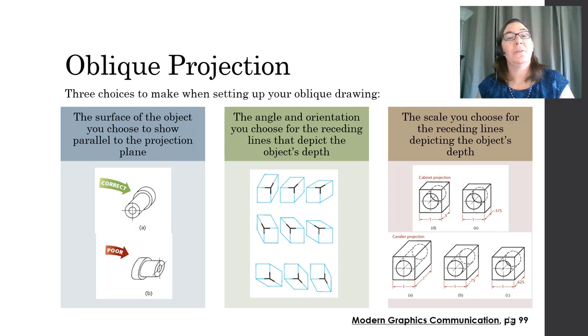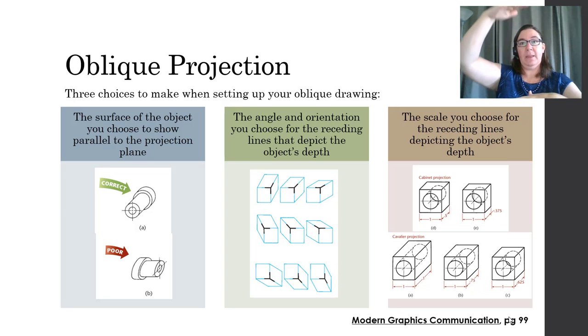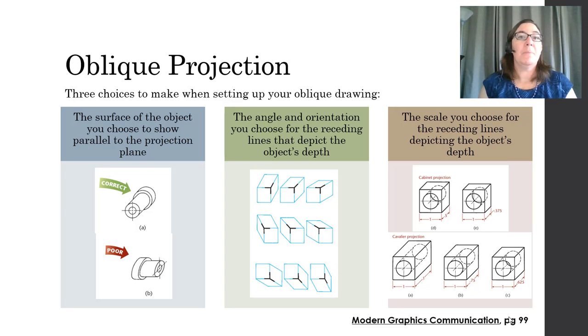And finally, there's the idea of foreshortening. You can choose to depict the receding lines in elevation oblique, that's in this direction, in plan oblique, it's in this direction, that depict the object's depth to a smaller scale. And this typically gives a more realistic view of the object.